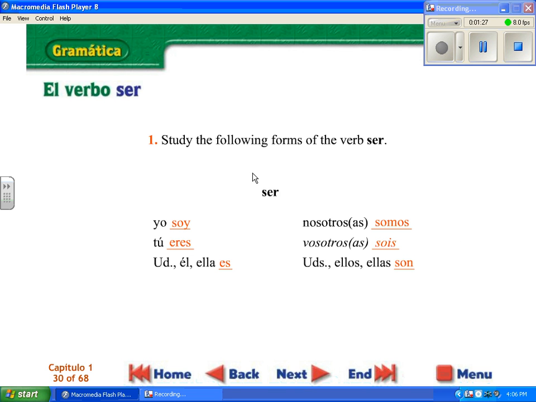We use the verb ser to express a permanent characteristic, a characteristic that does not change. We also use the verb ser to describe people's physical characteristics, personality traits, and to tell where people are from, as well as their nationalities. We do not use the verb ser to tell where people are, to express location, for example. And we also do not use the verb ser to tell people's feelings. We will use a different verb to express that.